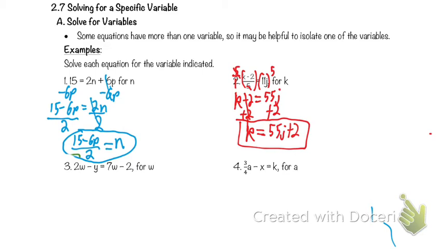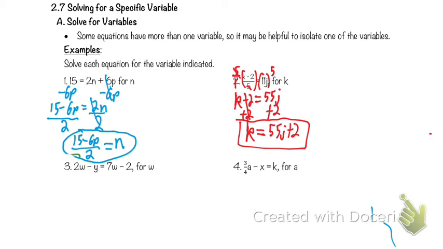Number 3: 2w minus y equals 7w minus 2. What variable are we solving for here? W, okay? So we see w's on both sides of the equation, right? What have we done before when we see the variable on both sides of the equation? You move one to the other side to get them together. Okay, because we want to get the w's together.